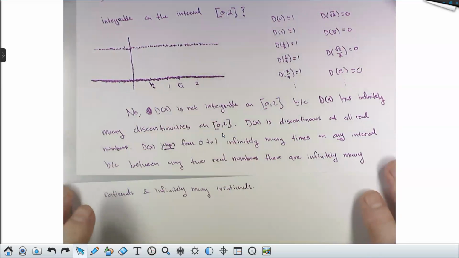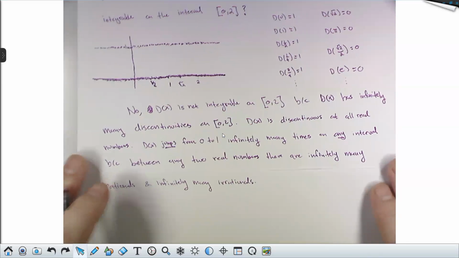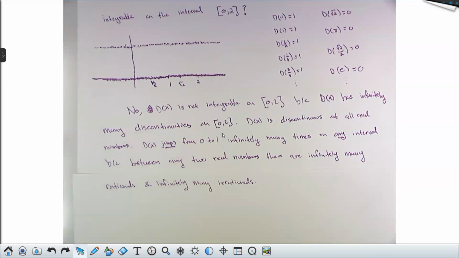So every time the input goes from rational to irrational, this function has a jump discontinuity. It jumps from 0 to 1 anytime the input goes from irrational to rational, and it jumps from 1 back to 0 anytime the input goes from rational back to irrational, because between any two numbers, there are infinitely many irrationals and infinitely many rationals. This function is not integrable on any interval. Fascinating stuff.